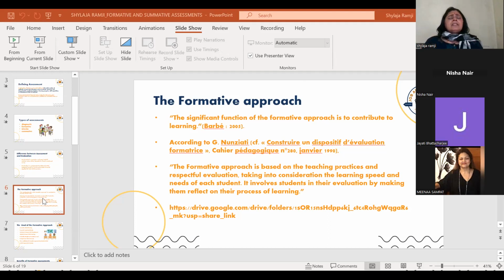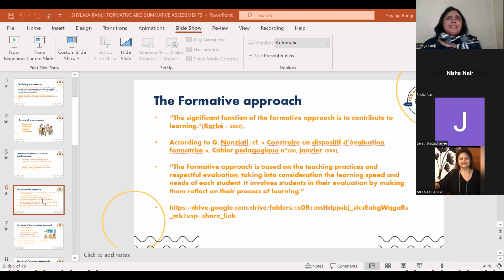In this, I would also like to share, now that I have shared the history from Cronbach to Scriven, the methods of Barbier and Nunziati, who also gave great importance to formative assessment. Then we have, what is the purpose of the formative assessment?